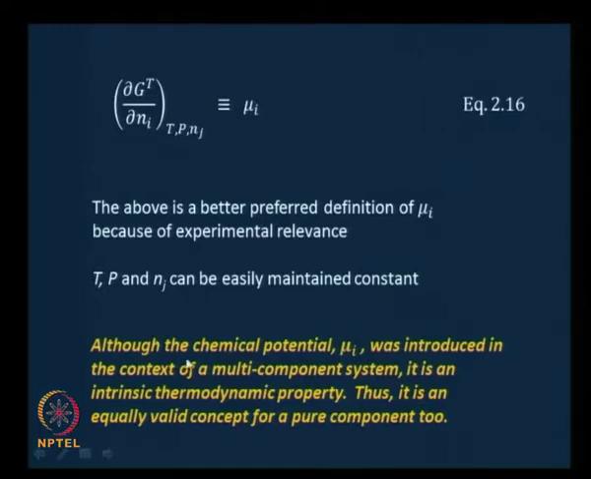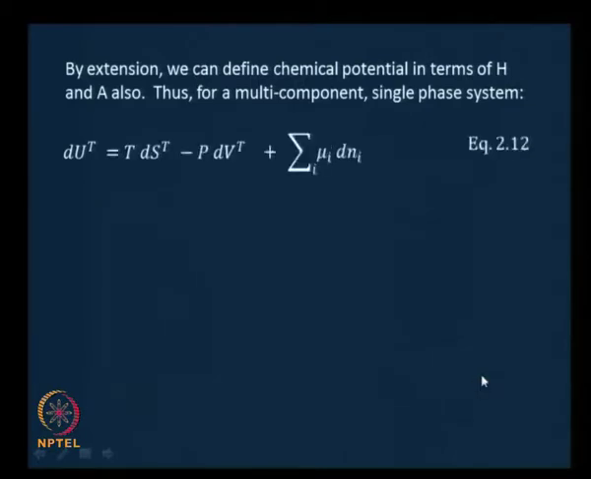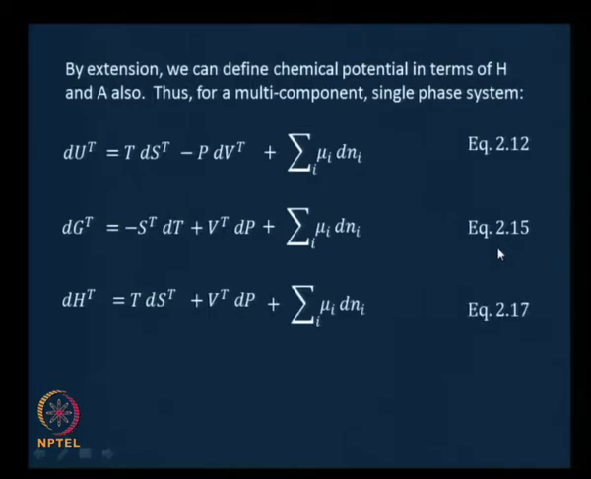And also we saw that although the chemical potential has been introduced in the context of a multi component system, it is an intrinsic thermodynamic quantity, a very basic quantity, and it is an equally valid concept for a pure component also. Therefore, for a multi component single phase system, we extended the argument to come up with these equations that are valid: dUt = TdSt - PdVt + sum over all i of mu_i dni, similar expressions for dGt, dHt and dAt. Okay.